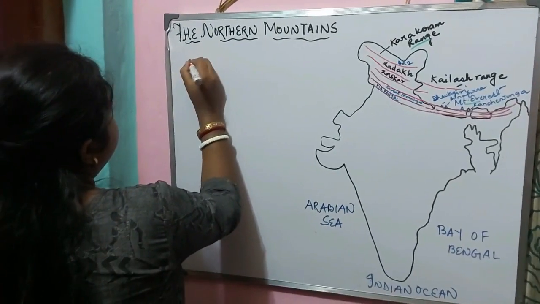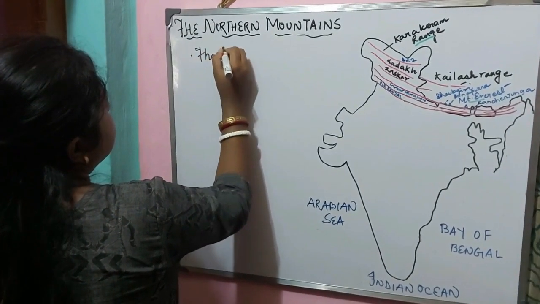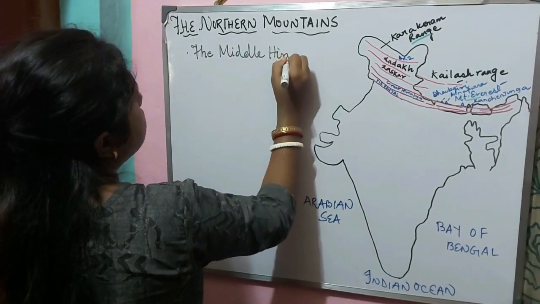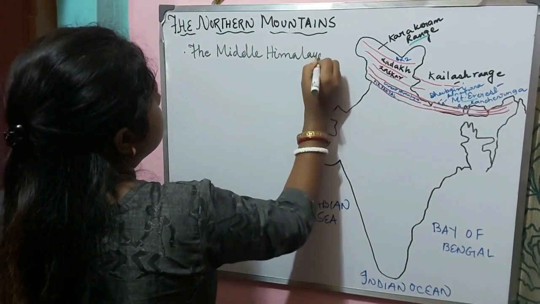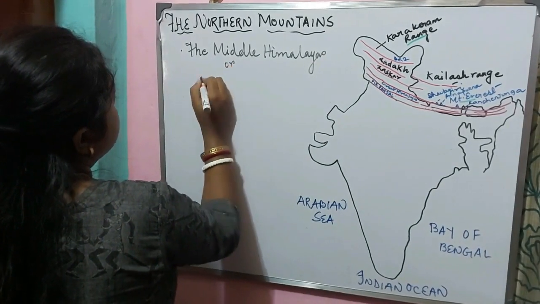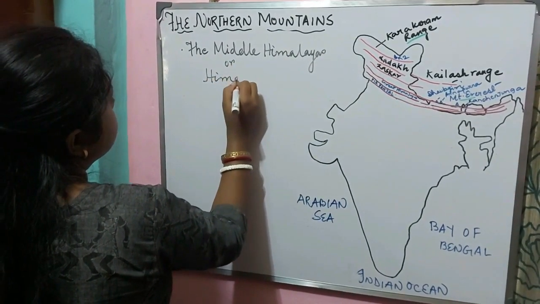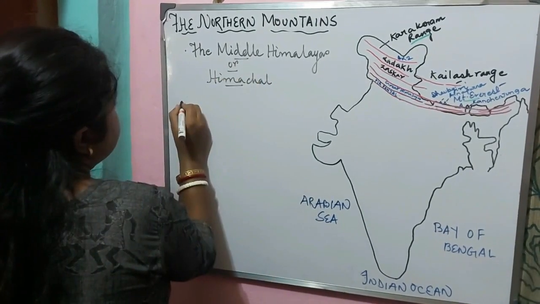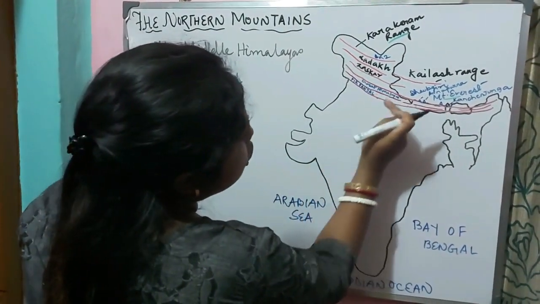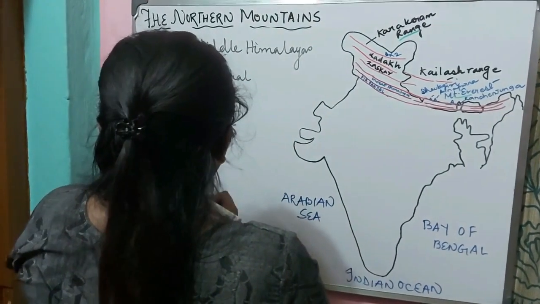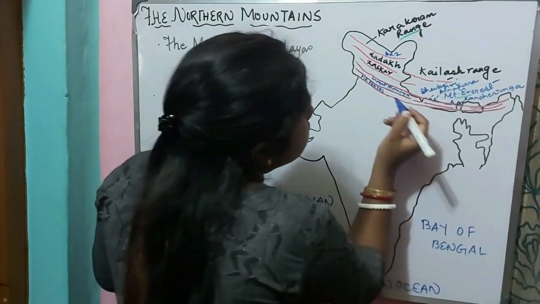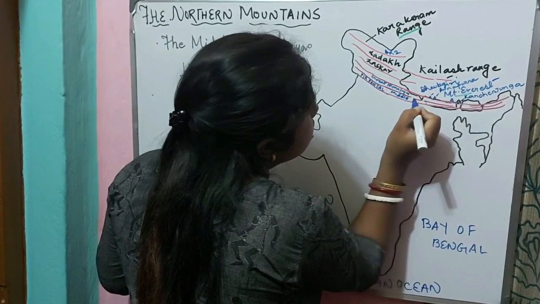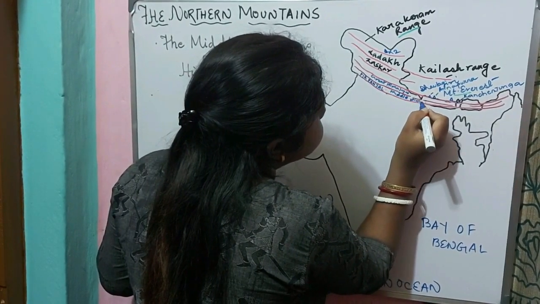The second range is the Middle Himalayas or Himachal. It lies to the south. This is my Middle Himalayas. This one is Middle Himalayas.